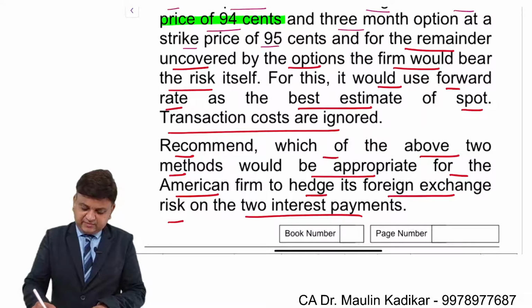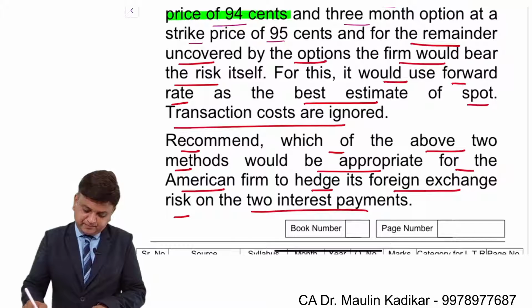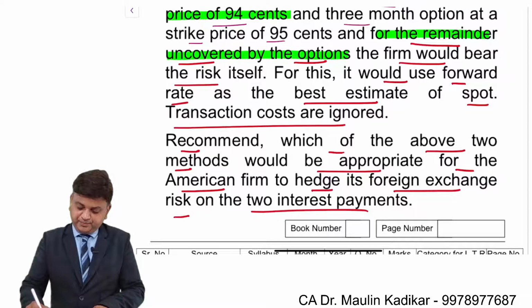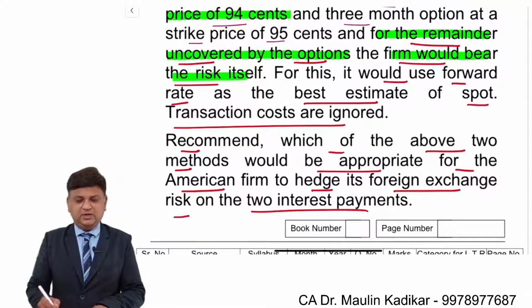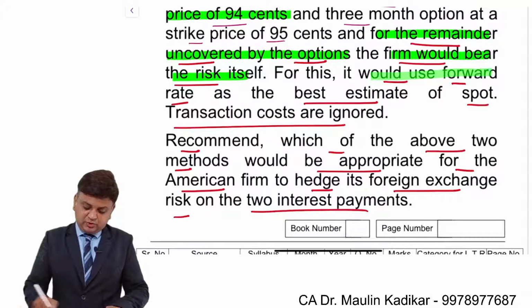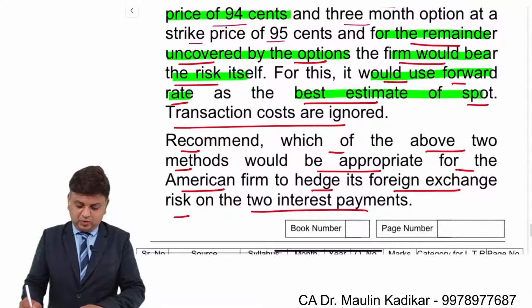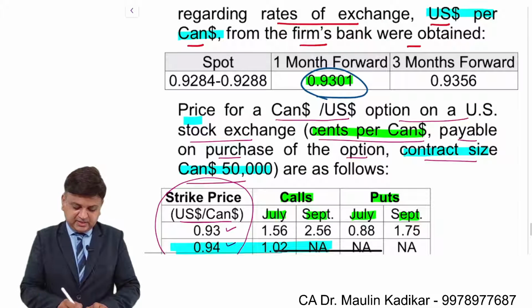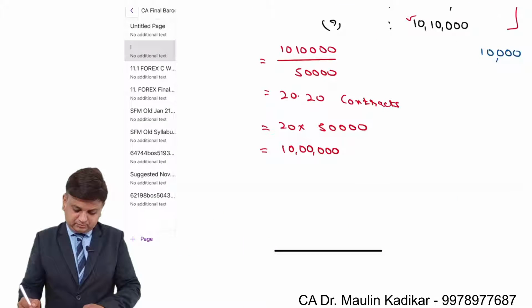So the language of the question speaks like this. For the remainder uncovered by the option, that is 10,000 Canadian dollar, the firm would bear the risk itself. For this, because for the purpose of decision making, you have to consider the cost for purchasing 10,000 Canadian dollar, it would use the forward rate as the best estimate of the spot. Okay. So what is forward exchange rate? Forward exchange rate is 0.9301.